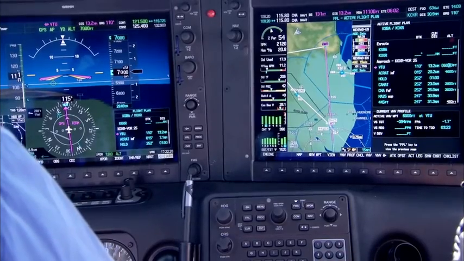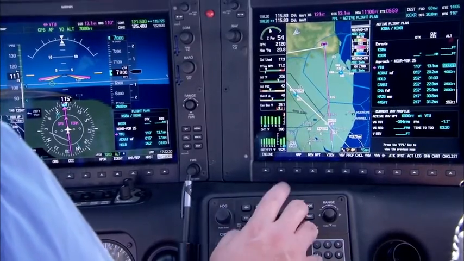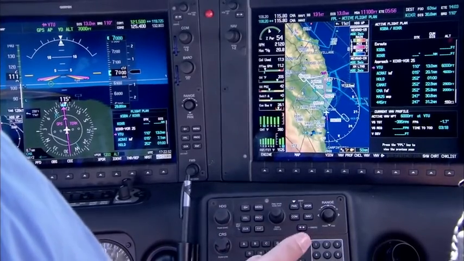Okay, F is the flight plan altitude. So flight plan altitude is set to 6,000.